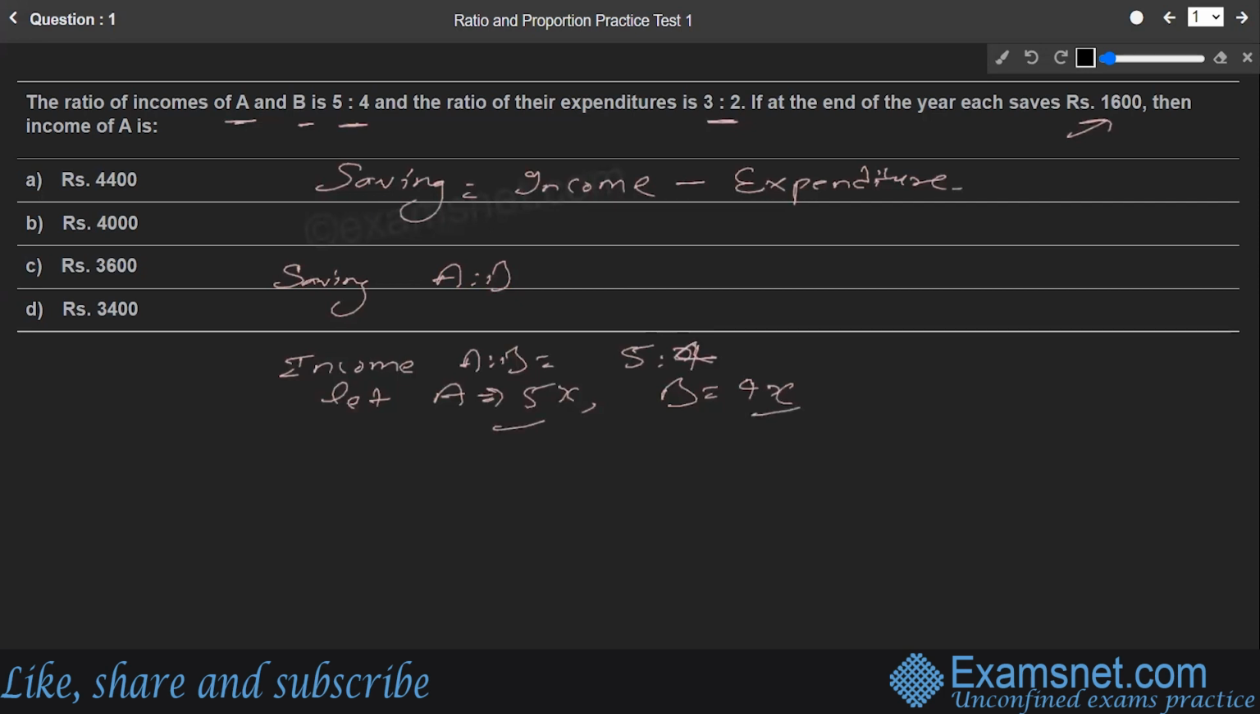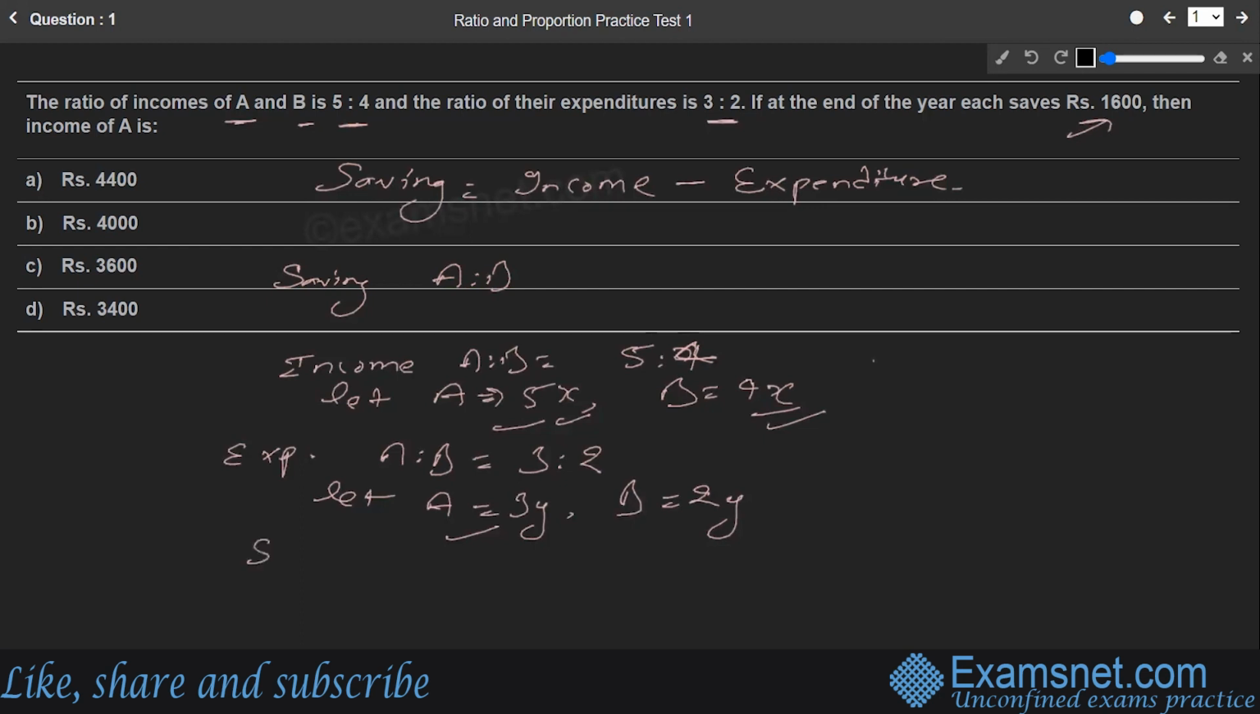Then their expenditure ratio is given. The expenditure ratio of A is to B is 3 is to 2. So let's say the expenditure by A is 3y and expenditure by B is 2y. So these are the four values: the income of A is 5x, expenditure of A is 3y, income of B is 4x, and expenditure of B is 2y. So let us find out their saving.